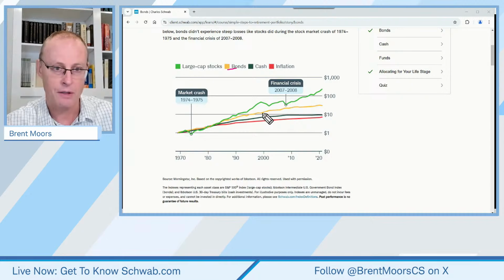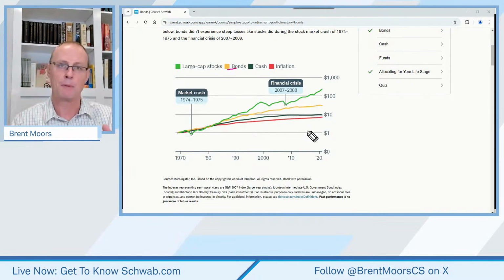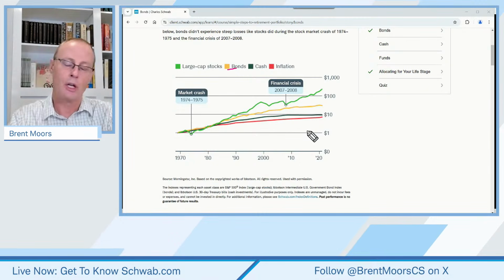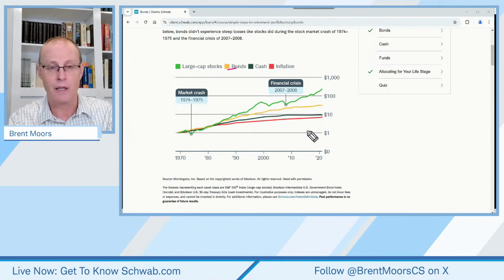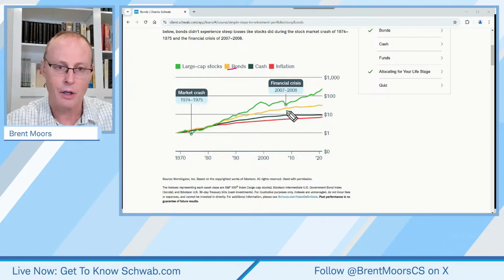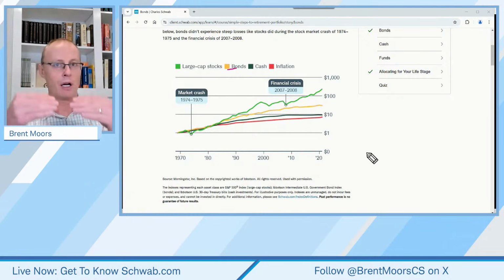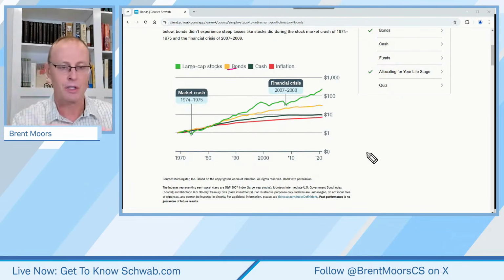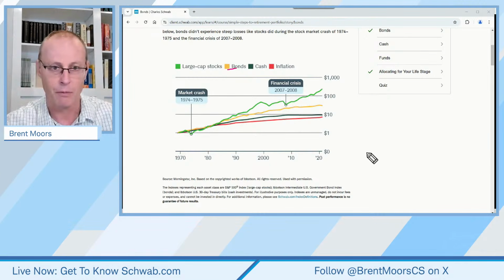You can see what bonds did during this time. It doesn't mean that every time the market drops, bonds are going to do well, but just looking back historically, which is basically all I can do because I can't predict the future necessarily, this can help moderate a portfolio. So very often with a portfolio, we talk about returns and we talk about risk. This can help bring down the risk of a portfolio.